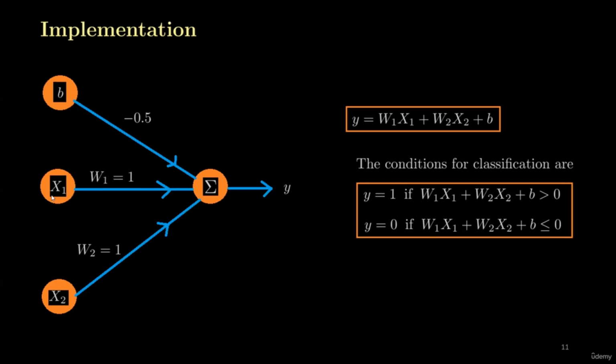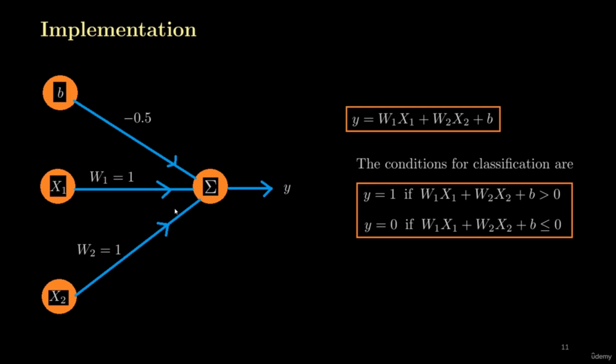Rest everything is the same. That is, x1 and x2 are two inputs to this perceptron and w1 and w2 are the weights associated with these inputs and the value of each weight is equal to 1. So if we want to write the output equation of this perceptron, it is w1 x1 plus w2 x2 plus b, that is the value of the bias. The conditions of classification are the same which we set in our previous example for AND gate. That is, if w1 x1 plus w2 x2 plus b is greater than 0, we will assign y equal to 1. Similarly, if it is equal to or less than 0, then we will assign 0 to the y value.